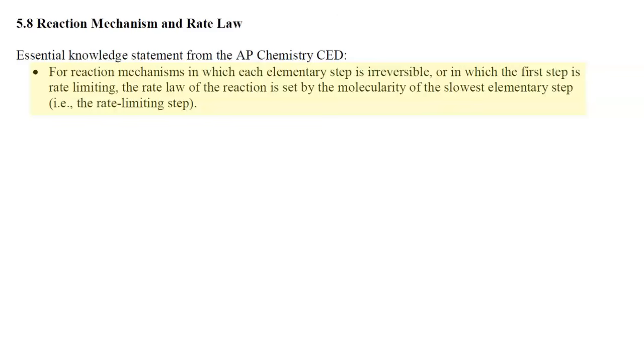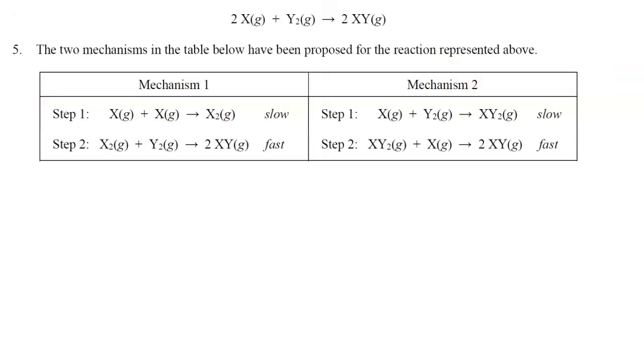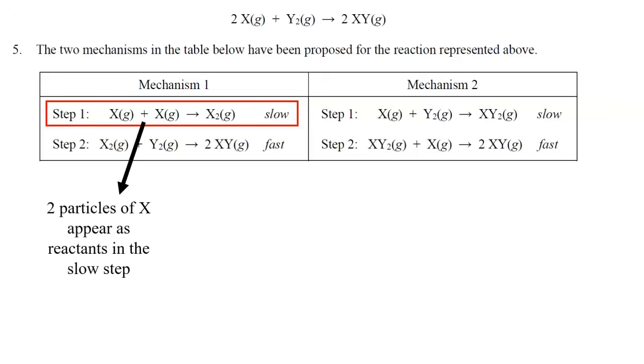So the word molecularity simply means we have to count the number of each reactant particle, which would relate to the order with respect to that substance in the rate law. So for mechanism 1, let's focus on the slow step, and that would be step 1. And in step 1, I see 2 particles of X that appear as reactants in that slow rate determining step. So based on the molecularity of that step, it means that that rate law would be second order with respect to X because there are 2 particles of X that appear as reactants.